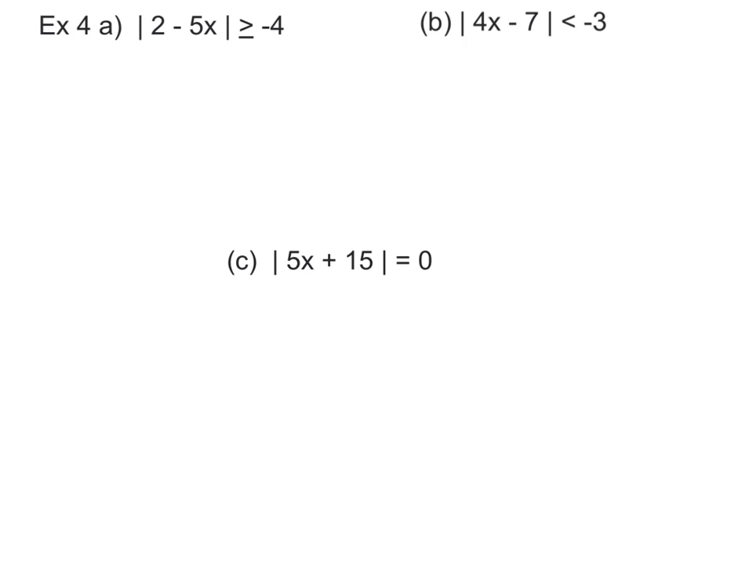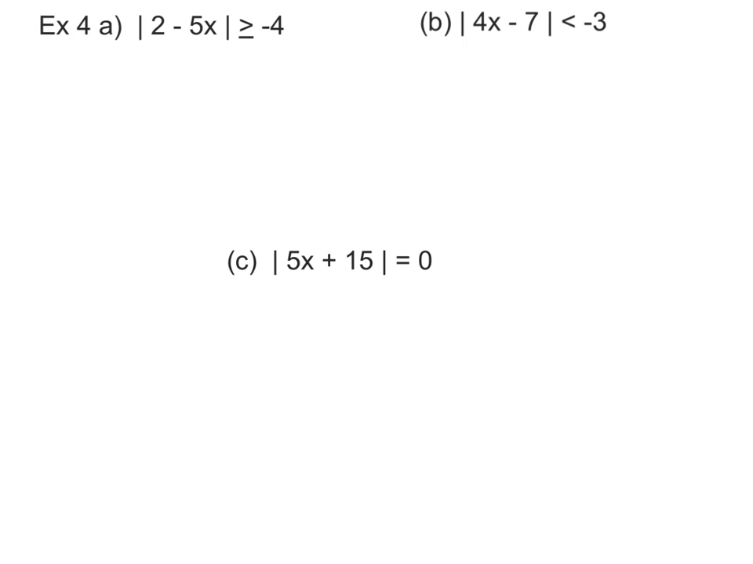Now let's take a look at these 3 problems. Look at this first one. Let's go back and think about what the definition of absolute value is: the distance from 0. So if I'm looking at this first problem, my absolute value is greater than negative 4. Greater than or equal to, greater than, it's equivalent, because I'm looking at the values that are greater than negative 4. Absolute value is always positive.